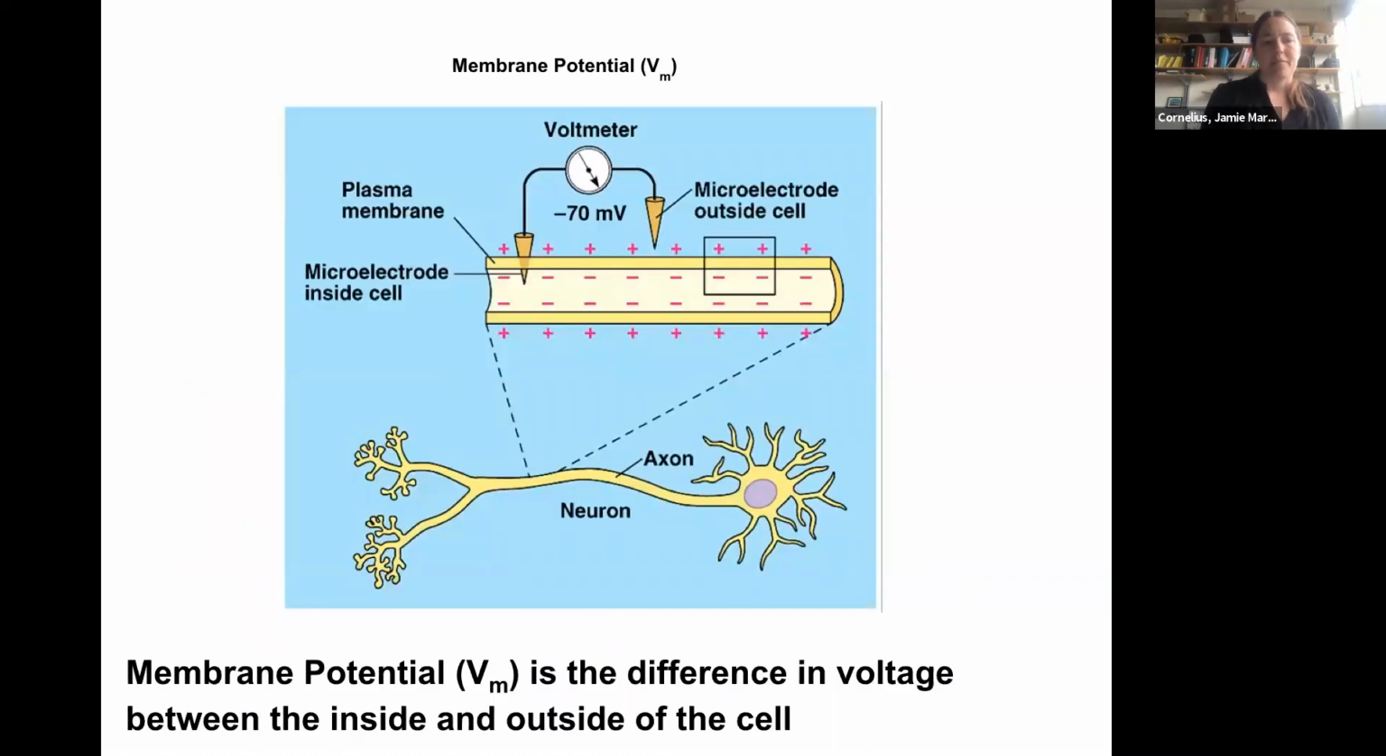So when we think about the cell membrane then, the membrane potential is simply the difference in voltage between the inside and the outside of the cell. So if you take a microelectrode and you place one inside the cell and one outside of the cell, then what you measure is that difference in the mountain height, right? If you have a big difference in the electrical charges on the inside and the outside, then you have a tall mountain, and vice versa.